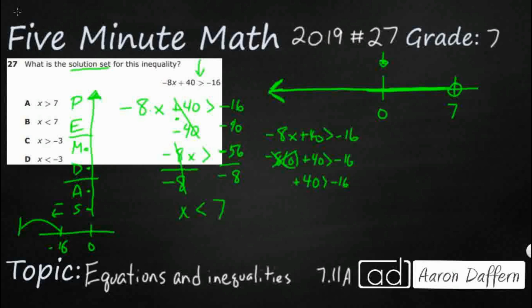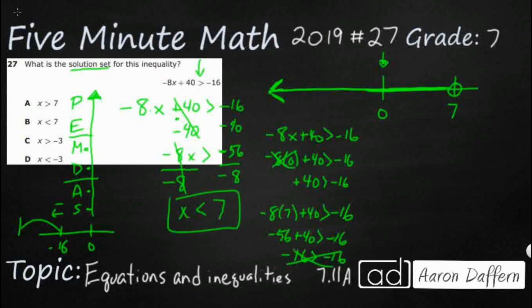Now, what happens if I put the 7 in there? Because I'm not supposed to include 7. Watch this. So -8 times 7 plus 40 is greater than -16. So -8 times 7 is -56 plus 40 is greater than -16. So -56 plus 40 is actually -16. -16 is not greater than -16. So our solution set is correct right here. It's x is less than 7.